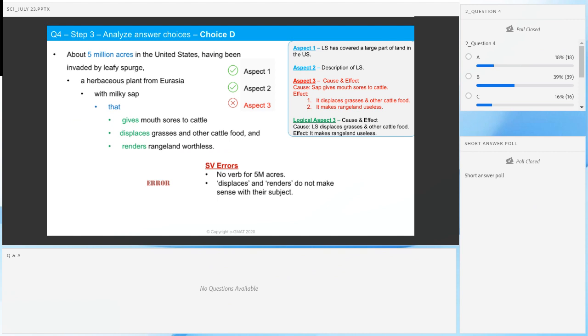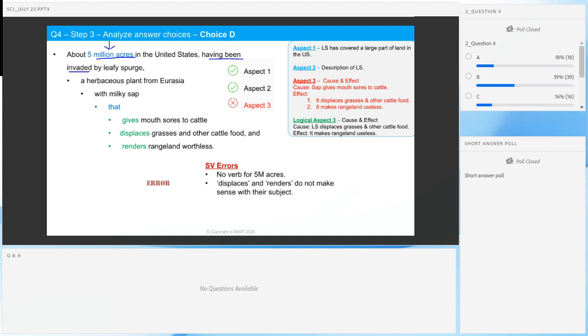Now let's take a look at choice D. The most blatant error in choice D, which you should have all identified, is that there is no verb for this subject, 5 million acres. Why? Because have been invaded has now been changed into having been invaded, which is not a verb anymore. So we have a single subject here with no verb whatsoever. So that's the most blatant error that we have in this choice.